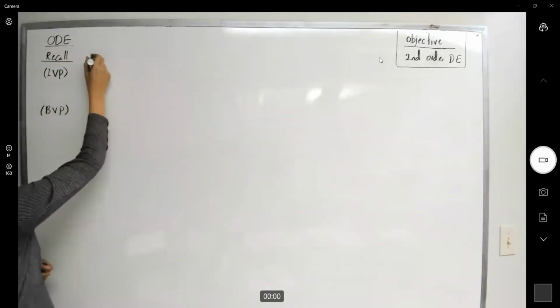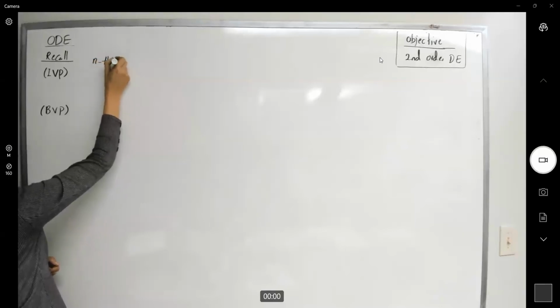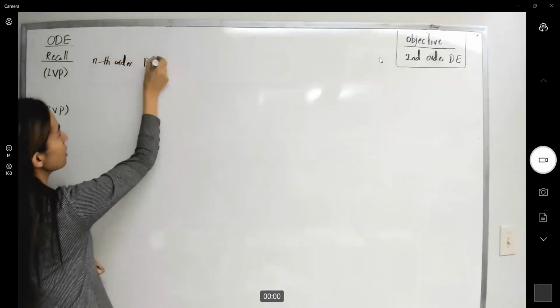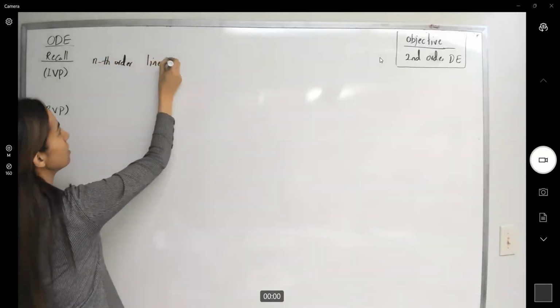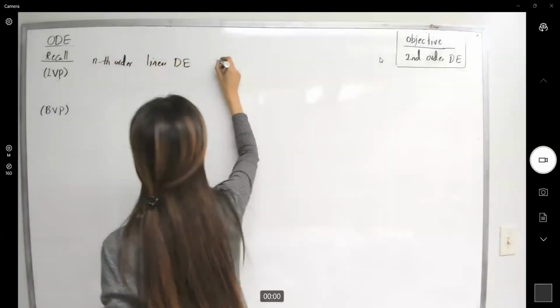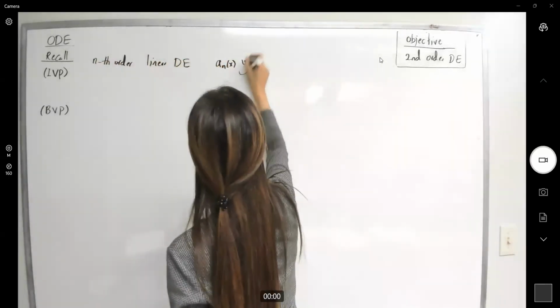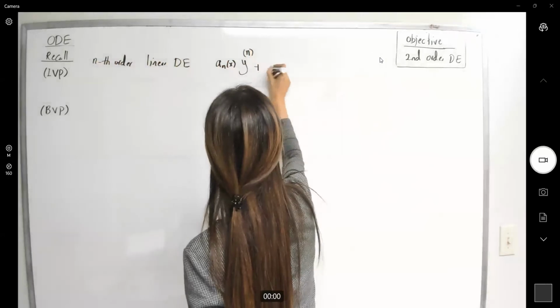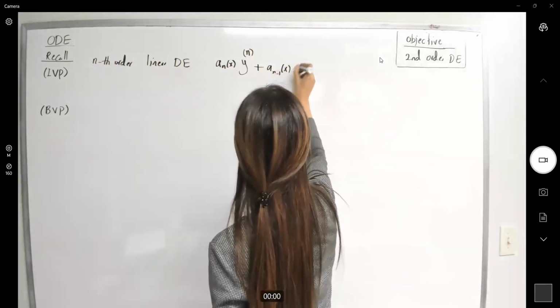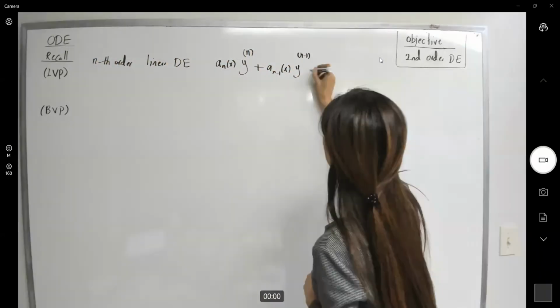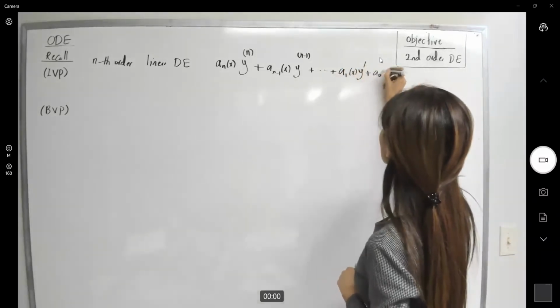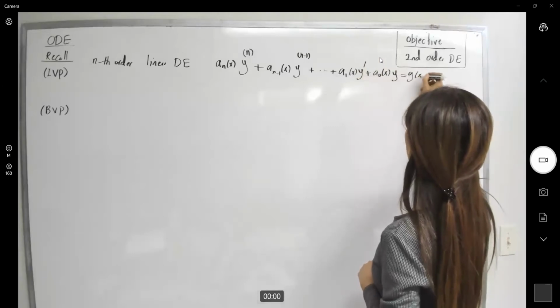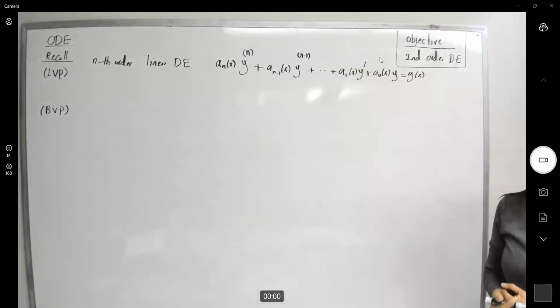For initial value problem, if you have the nth order linear differential equation, it doesn't matter if it's homogeneous or non-homogeneous, like a_n(x) times the nth derivative of y, plus a_{n-1}(x) times the (n-1)th derivative, plus the middle terms, a_1(x) y prime, plus a_0(x) y equals g of x. Then here we are dealing with this differential equation.